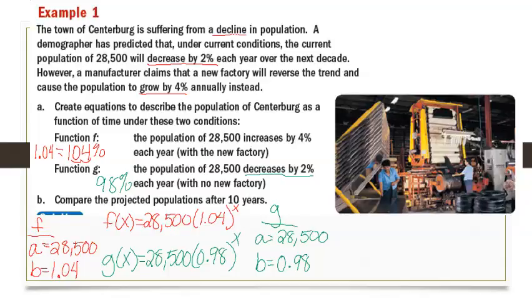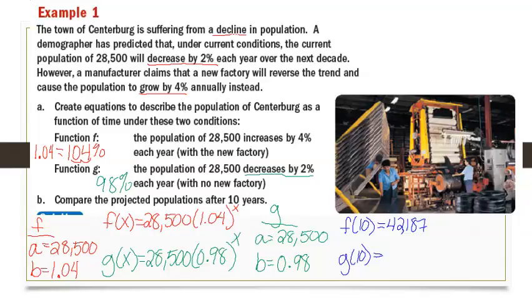We want to compare the predicted populations after 10 years. So we need to plug 10 into both of our functions. So we're going to do f of 10 and g of 10. So now this is where we're going to need our calculator. So I'm going to go to my calculator and type in f. So I'm going to go 28,500 times 1.04, use the caret key for my exponent, and plug in 10. I get out 42,187 if I round.